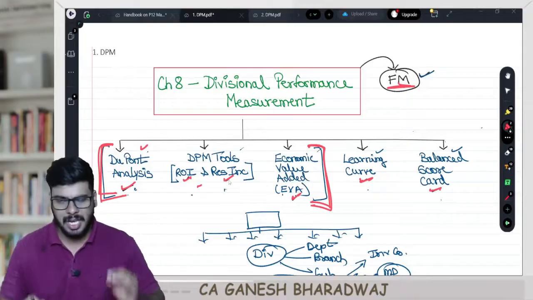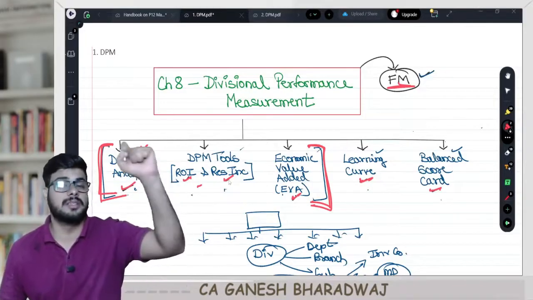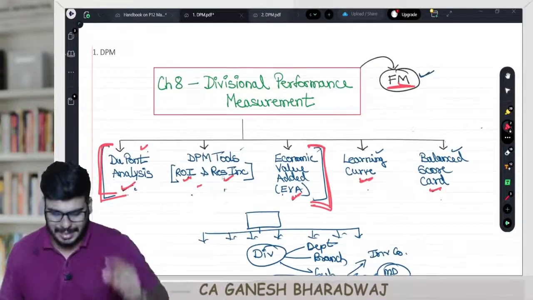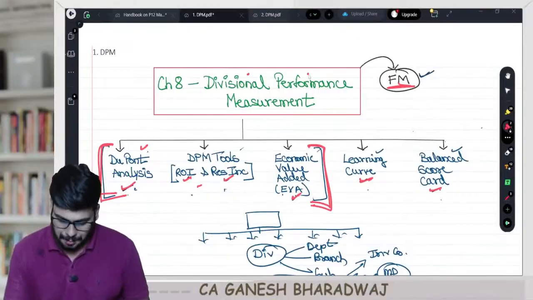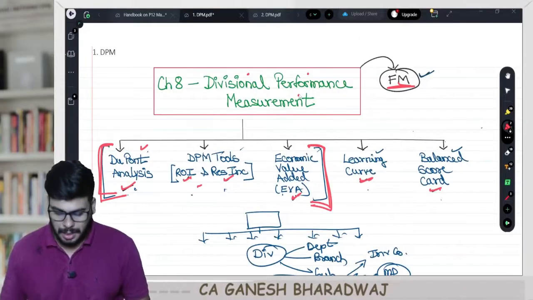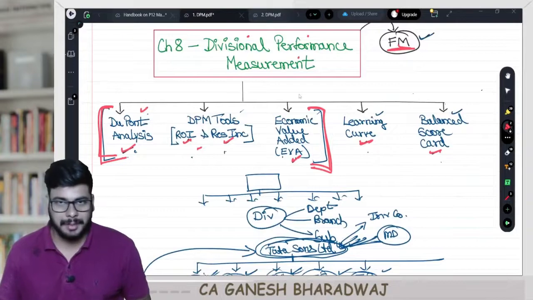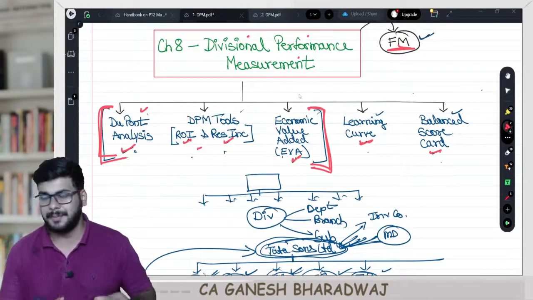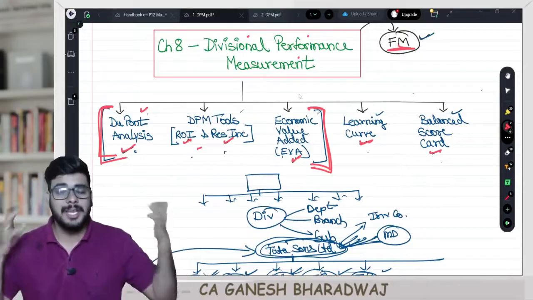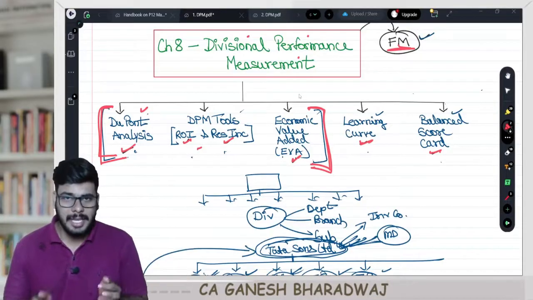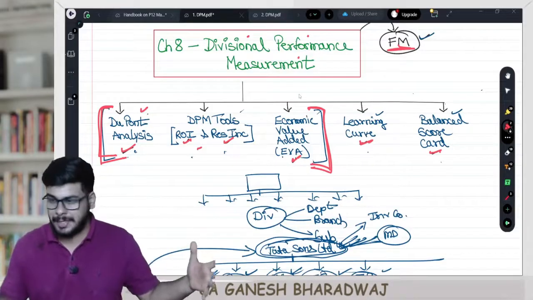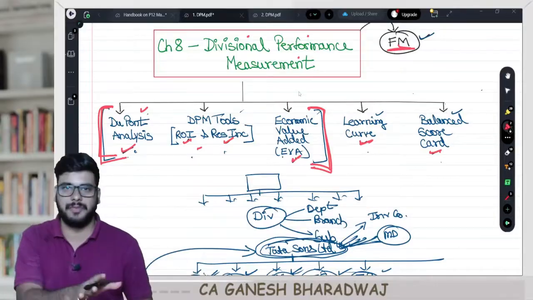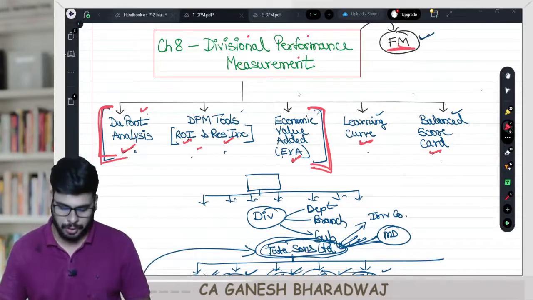Now, what does this chapter talk about in a nutshell? First, as usual, let us learn the basic backdrop of this chapter. Why do we have this particular chapter? First, as the name suggests, what do you mean by divisional performance measurement? Now, let me tell you one thing. Before we move into the technicalities of this chapter, what do you mean by a division? Many students think that a division means, in an organization, multiple departments I have is called division. No. Department is one type of division. Department is not the only division that you can have, right?